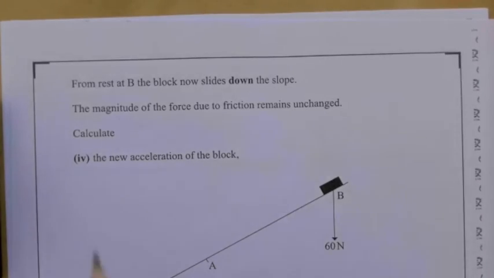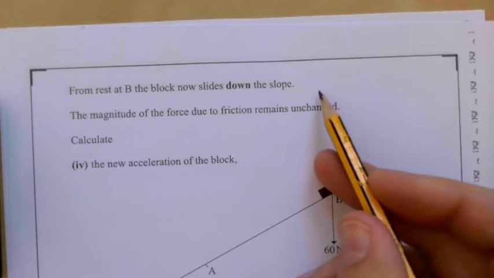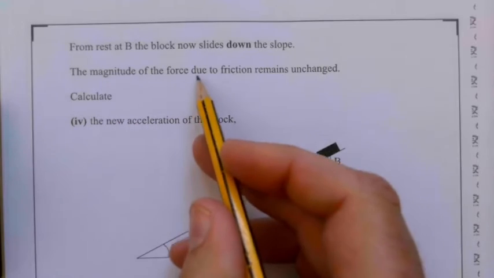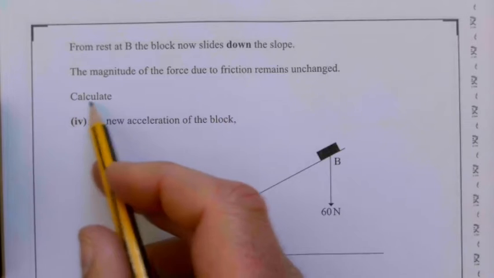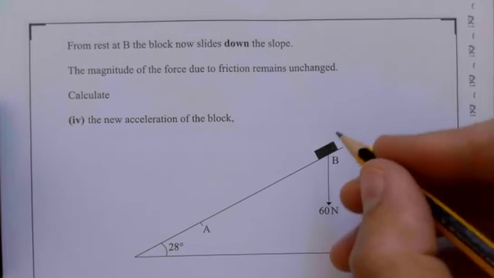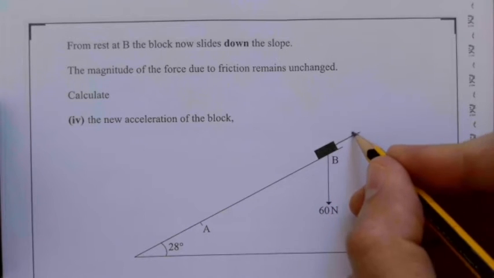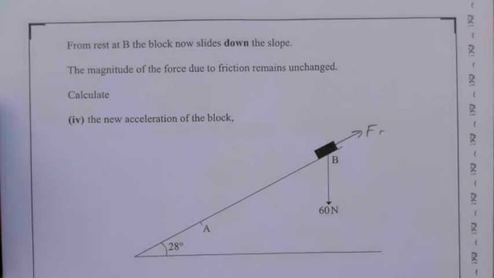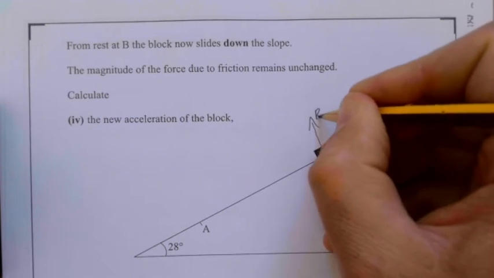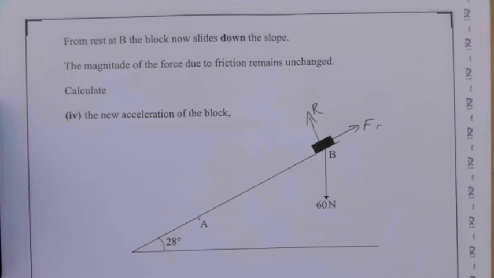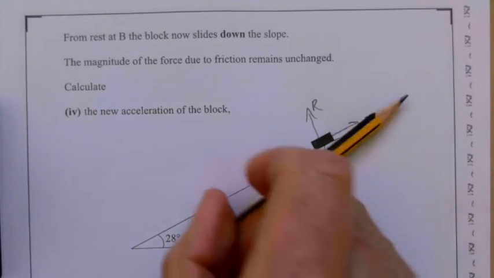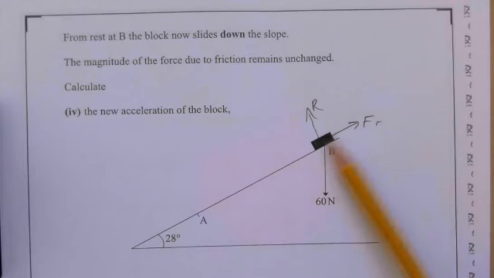From rest at B, the block now slides down the slope. So it's made its way up to B, and now it's going to slide back down again. The magnitude of the force due to friction remains unchanged. Calculate the new acceleration of the block. So we now have different forces acting on this, and now the friction, which is 10.23, is acting this way here. Our normal reaction is still here, and that's okay. So it's sliding back down. What makes it slide back down? It's this 60 sine 28, and then take away our friction.